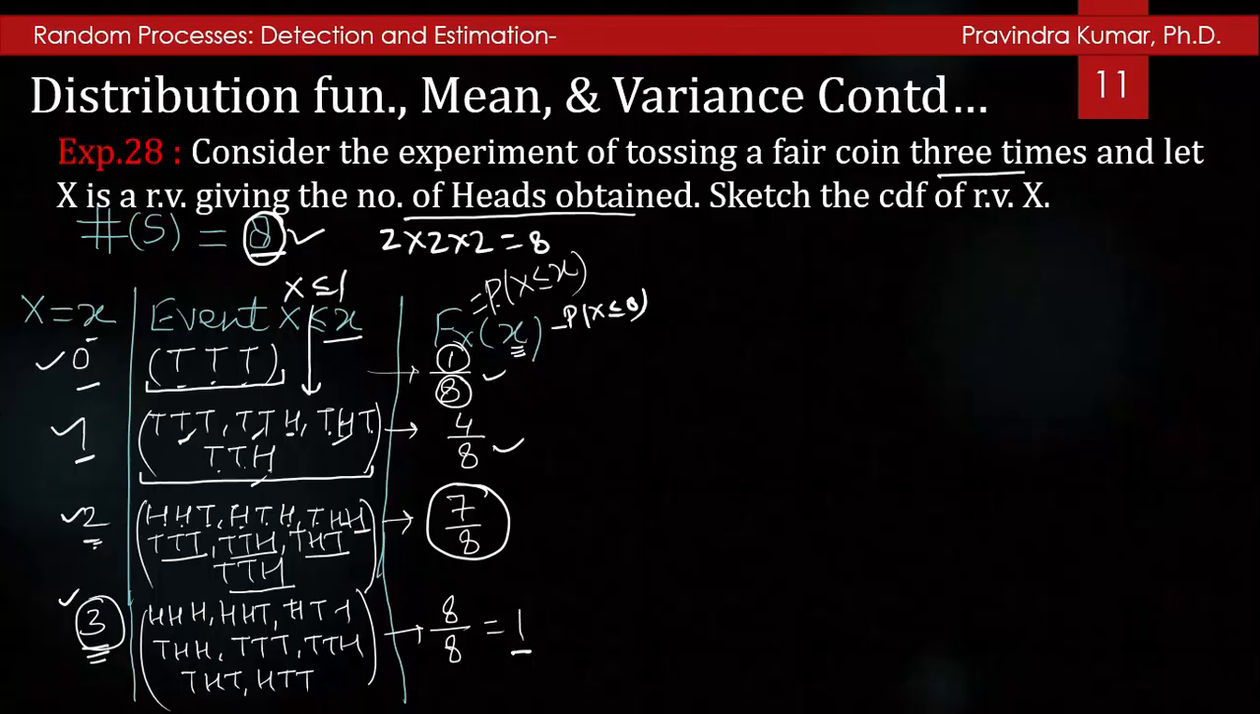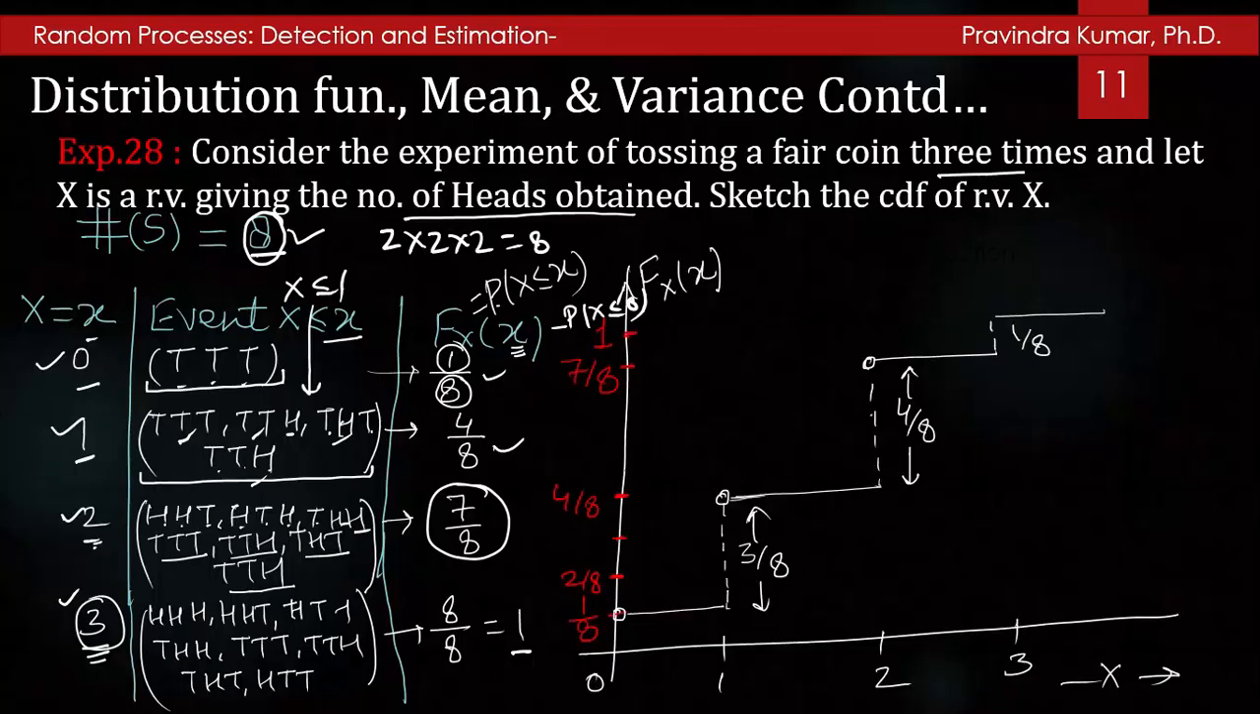So I can sketch this CDF here, with random variable x having values 0, 1, 2, 3. When x is equal to 0, the CDF is 1 by 8. When x is equal to 1, the CDF is 4 by 8. When x is equal to 2, it is 7 by 8, and when x is equal to 3, it is 8 by 8, which is 1.